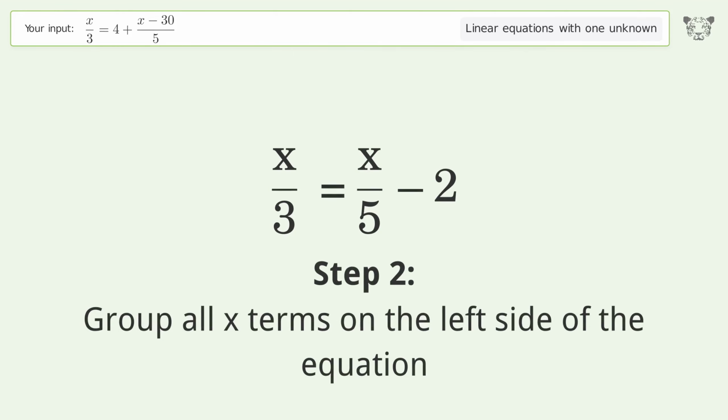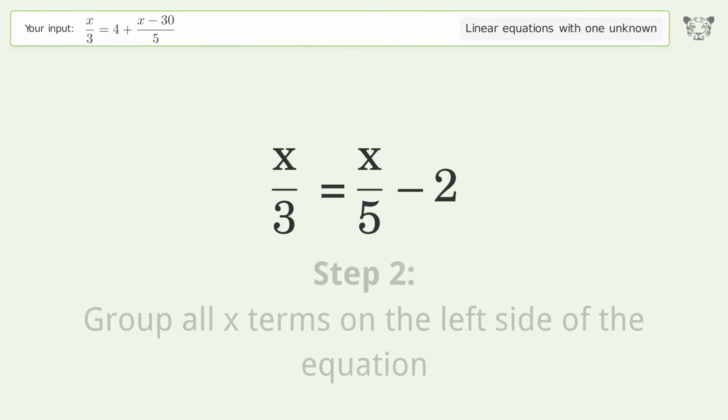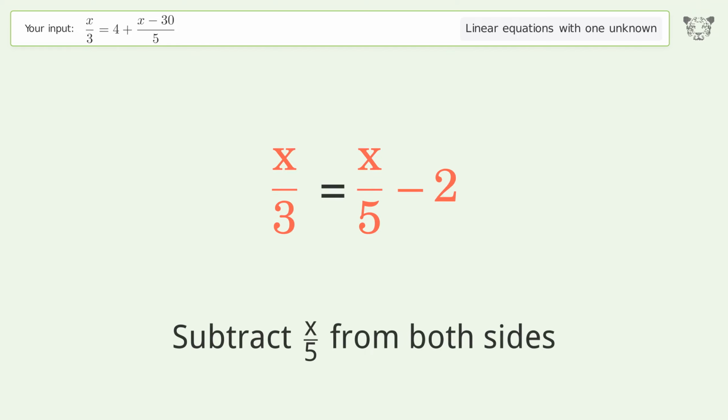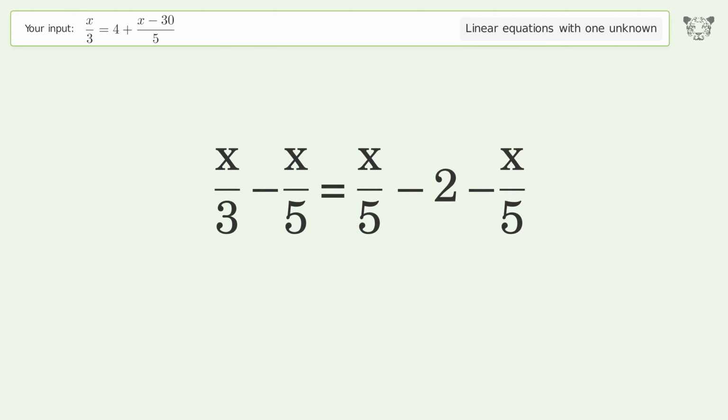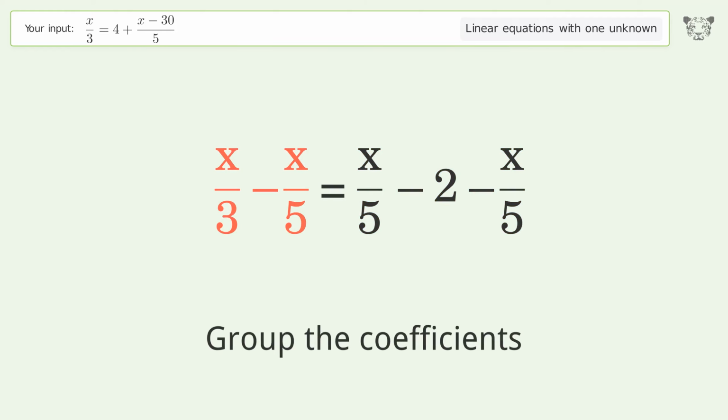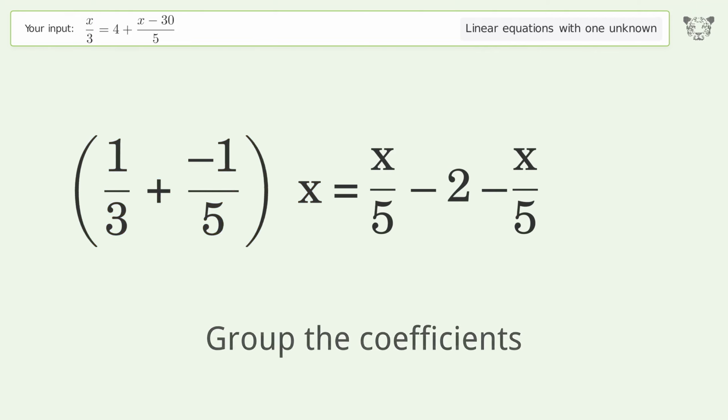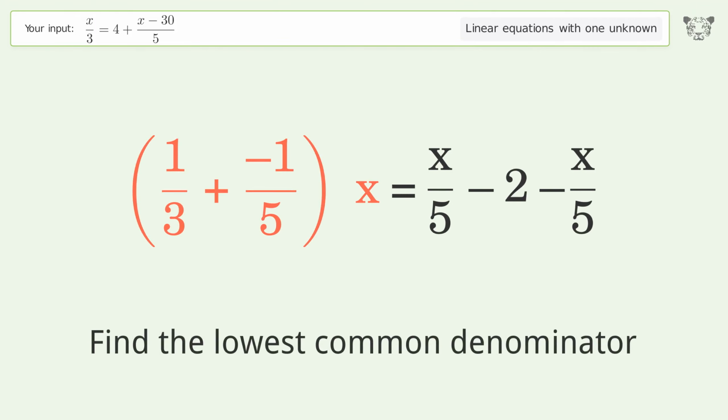Group all x terms on the left side of the equation. Subtract 10/5 from both sides. Group the coefficients. Find the lowest common denominator.